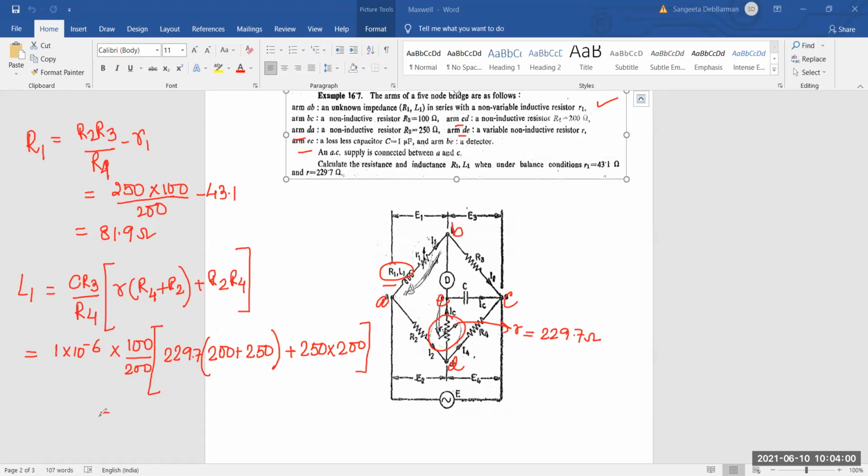It will be somehow in Henry. Something Henry will come. 0.076. Yes, very good, Ayushi. 0.076 Henry will be the answer.